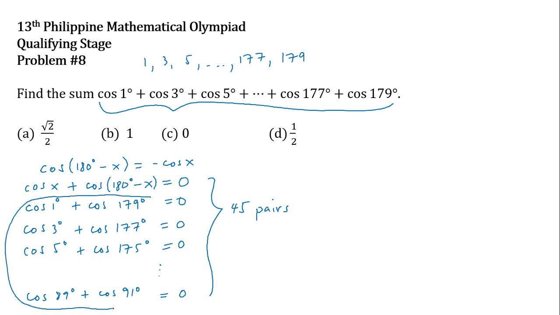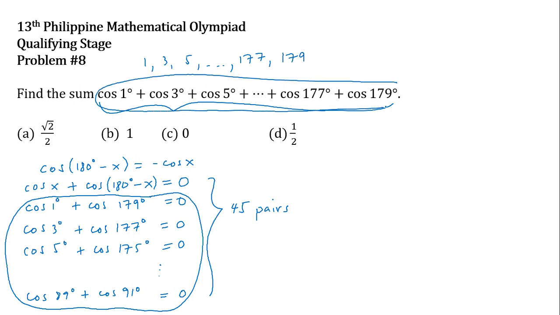Now, if we add all of these equations here, we actually end up with this series in the left hand side. Okay, and now it's very clear that this series has a sum of 0. So the answer is letter C.